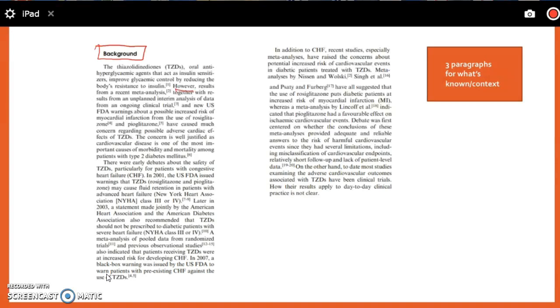I want to point out one beautiful sentence here. That's a really strong statement at the end of that first paragraph, setting the stage for what is known. "The concern is well justified, as cardiovascular disease is one of the most important causes of morbidity and mortality among patients with type 2 diabetes mellitus," right? So we really have to pay attention to issues around the heart when it comes to patients who have type 2 diabetes, because that's one of the main causes people die.